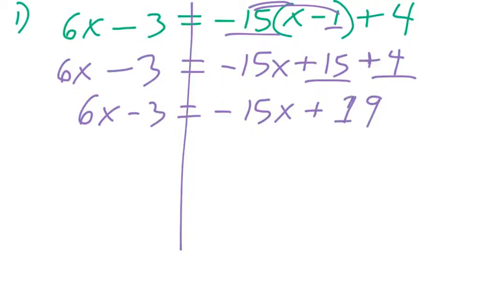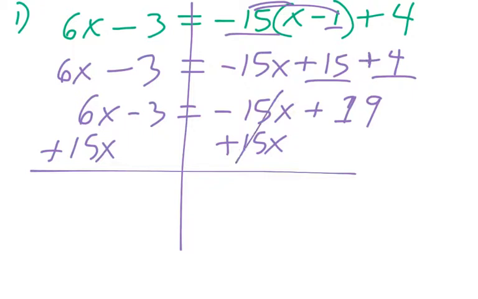Okay. Now we want to get our variable terms on the same side. So we would add 15x to both sides. You could also subtract 6x if you wanted to. We get 21x. This is a great problem to do. And the reason why I did this problem is because, for two reasons.